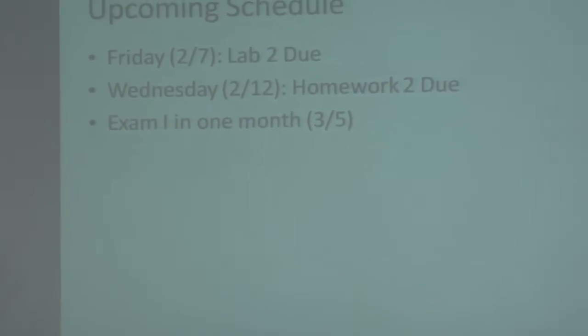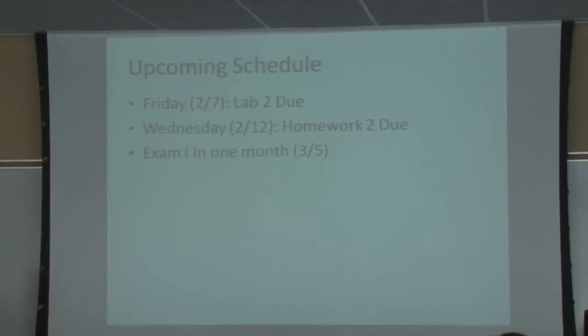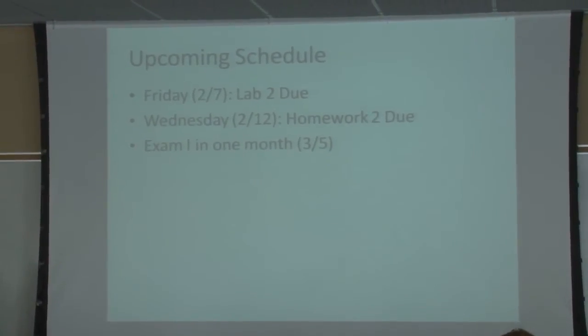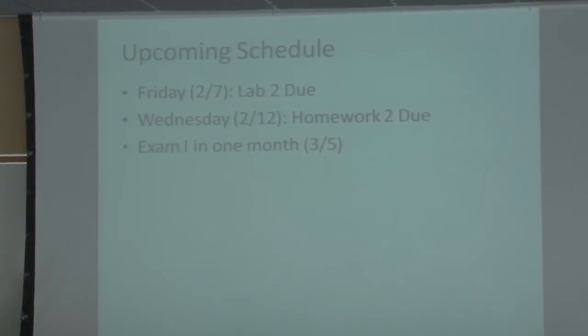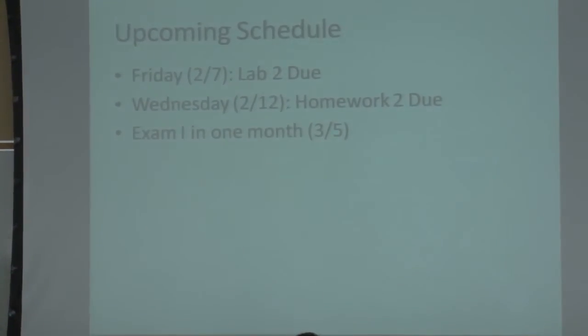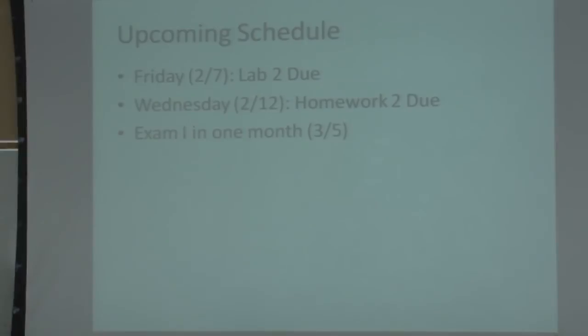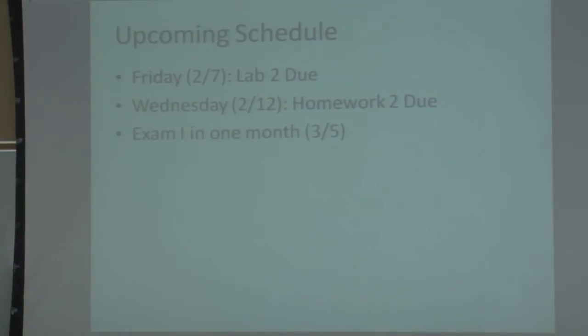And here's the upcoming schedule. Lab 1 is due tonight by midnight. And we have some spare slack time for you guys. So if you have to submit, say, 5 minutes after midnight, say Comcast at your apartment decided to go down and stuff like that, it should be okay. But the actual deadline would be midnight and a little bit after it.